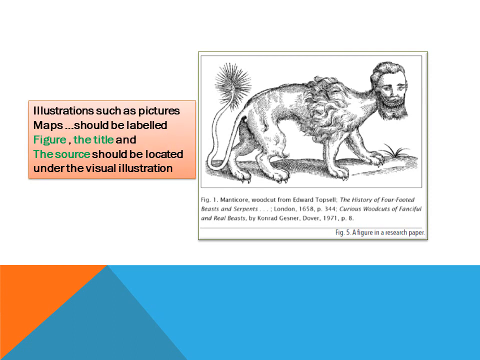You should also know that we can put in our research papers illustrations, such as pictures and maps. When it comes to their format, we should refer to them as Figure, and after that we have to add a title and a source, and everything should be located under the visual illustration, unlike the case of the table. In case you put a source that is not used in your paragraphs or in your in-text citations, there is no need to put it later in your list of references.